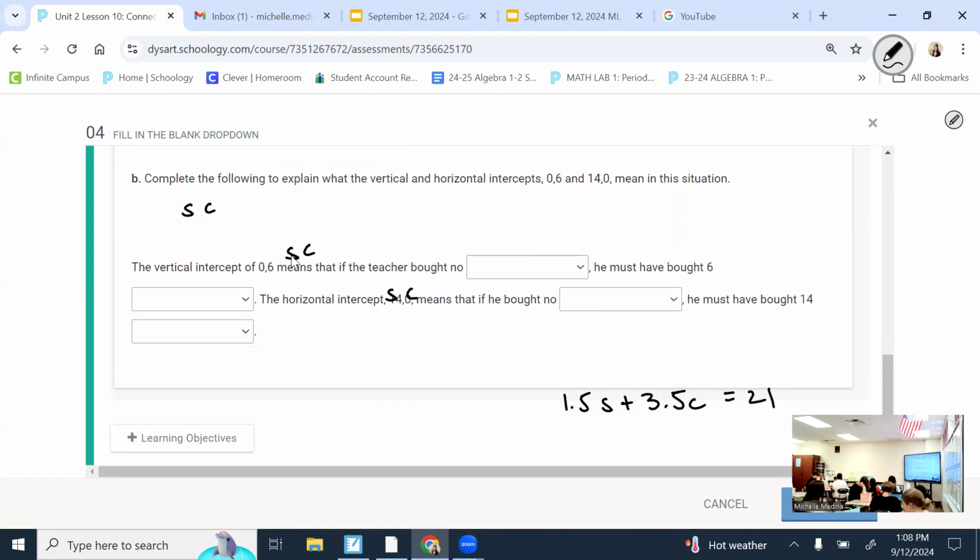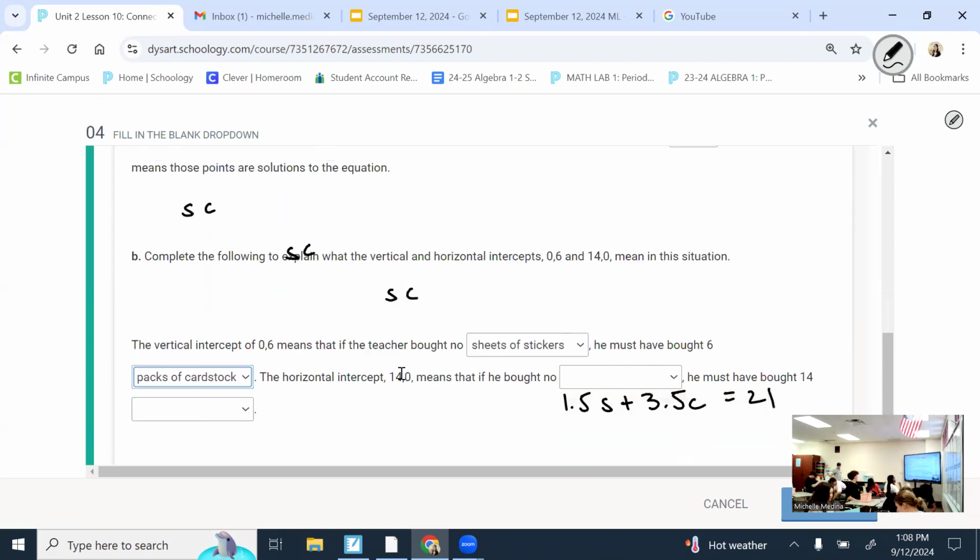So remember, it goes S and then C. So the vertical intercept of (0, 6) means that if the teacher bought no stickers, he must have 6 packs of cardstock. The horizontal one says that if he bought no cardstock, because that's the 0, then he must have bought this many stickers, 14 stickers.